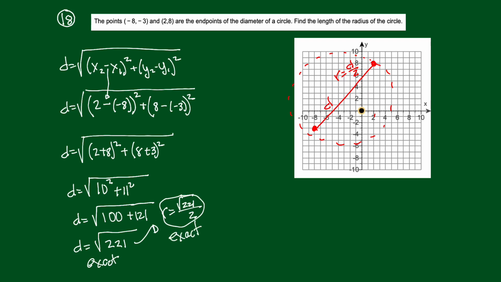But I have a feeling they're going to want us to approximate this. So I'm going to say that the radius is, all right, now take the square root of 221. On my calculator, when I did that, I got 14.8660, bunch of other numbers, divided by 2. So when I divide by 2, here's what I'm getting: 7.4330, and I don't really know how far to carry this out. How about if we just carry it out to 2 decimal digits? So the radius is going to be 7.43 units.